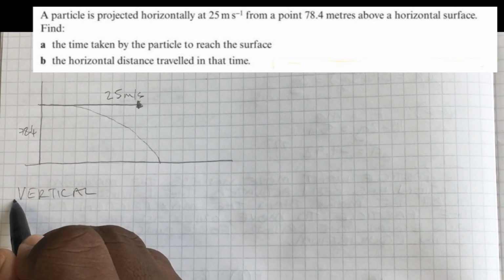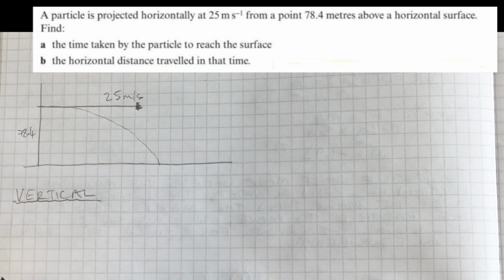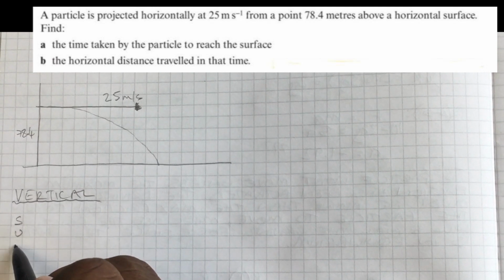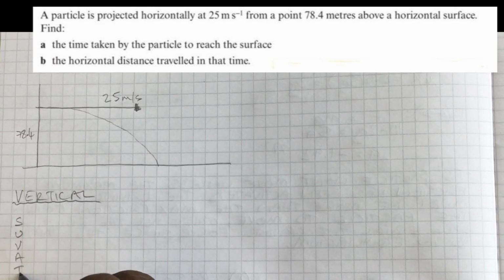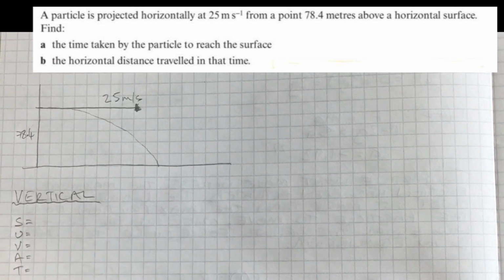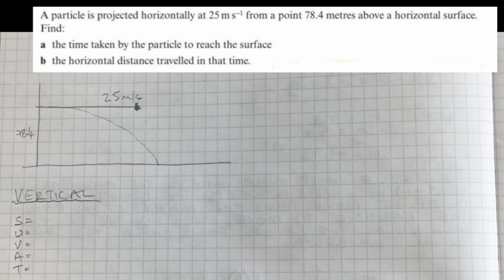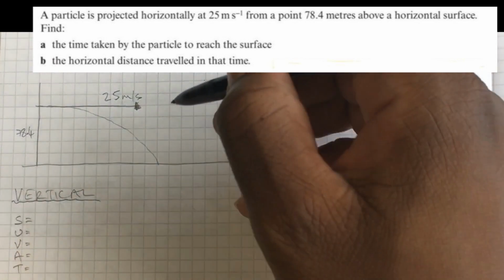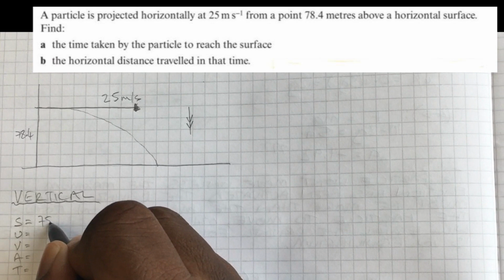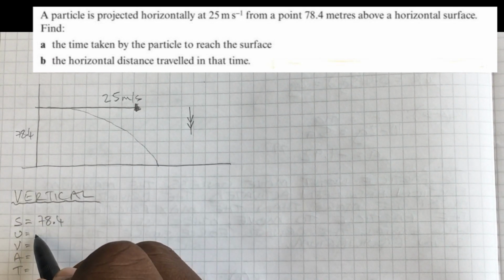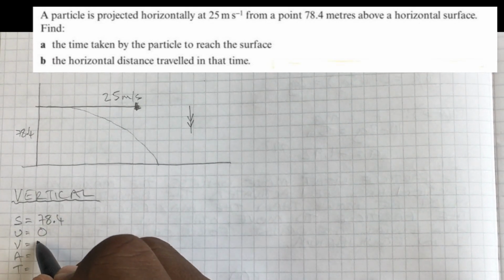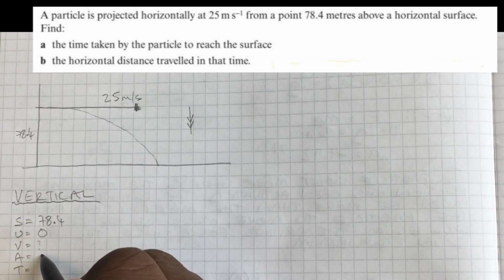So we'll label it as vertical and we'll set out our Suvat variables as usual. I'm going to choose down as the positive direction. This is because the object never moved up. Its initial vertical motion was down. The initial vertical velocity is 0 because we've launched this horizontally. There was no vertical component to the initial projection. All right, so the displacement 78.4, initial velocity of 0. I don't know the final velocity.